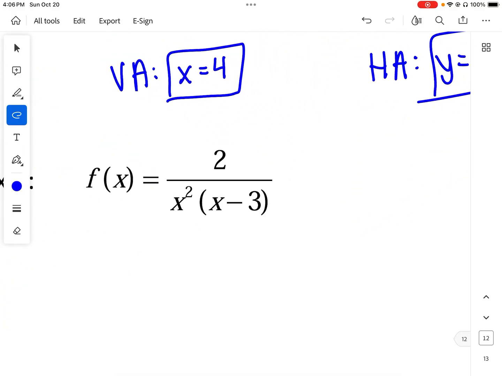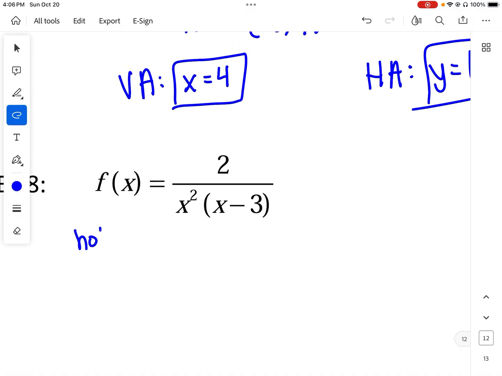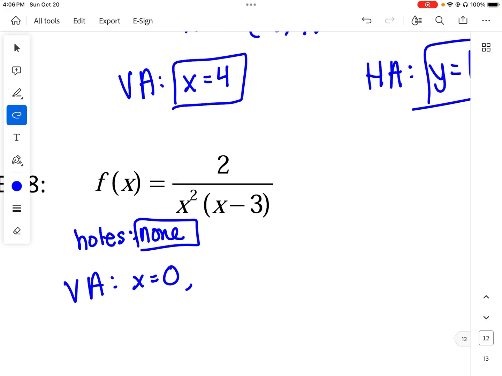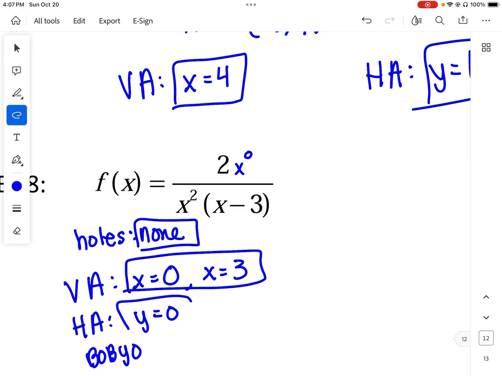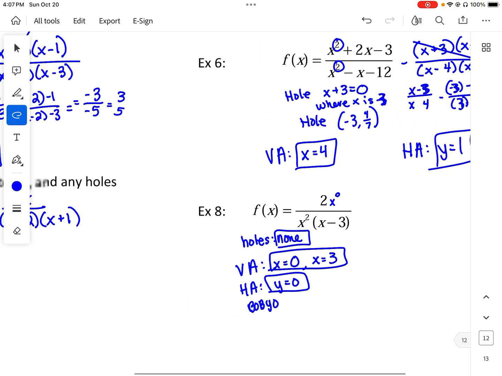This is already factored for us. There's nothing that we can cancel, so holes, none. Vertical asymptote, well, x squared equals 0, so x equals 0. And I'm just going to put comma, x equals 3. Horizontal asymptote, this would be like x to the 0 power. So it's big on bottom again. Big on bottom, y equals 0. So y equals 0. So we have all of our asymptotes and we have no holes. Okay, that is it for our notes.